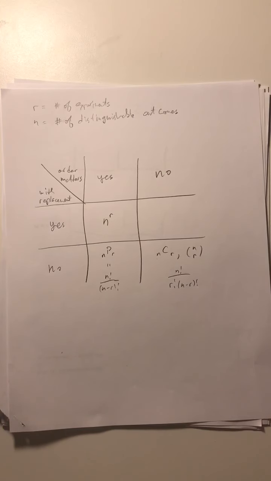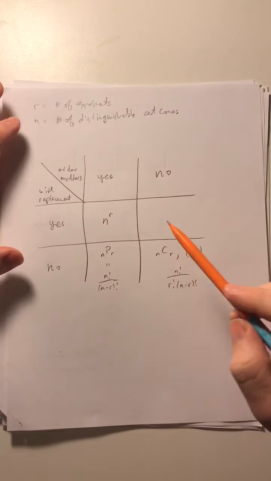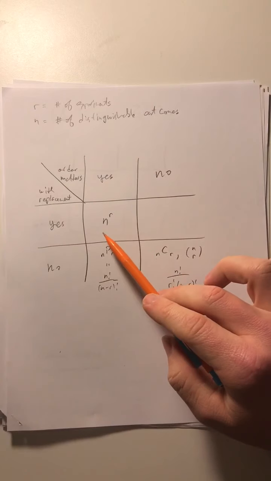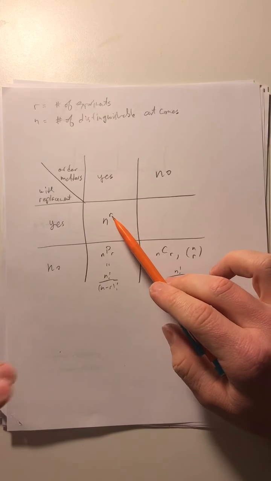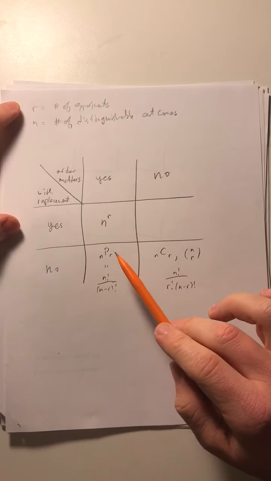In this lecture, we're going to finish this table. Previously we looked at the two situations in which order matters, with and without replacement. So order matters with replacement. We had n to the power r. We didn't have any specific name for that. And then we looked at permutations.